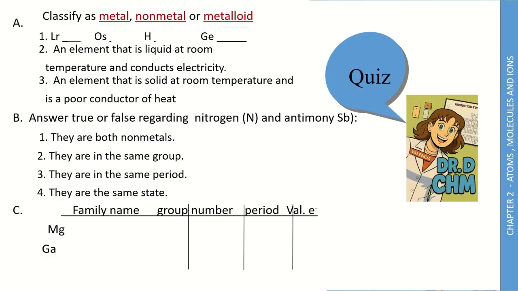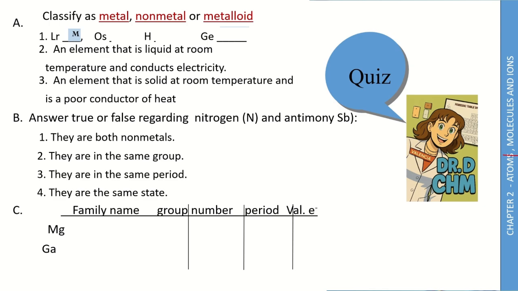So let's start with these elements over here and tell me which one is metal, which one is non-metal. Let's start with lithium. That is a metal, right? OS, I will not tell you who is OS. I will ask you to grab your periodic table and tell me what element this is, and is this a metal or non-metal?